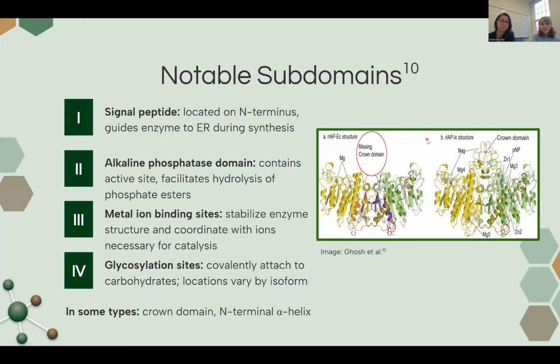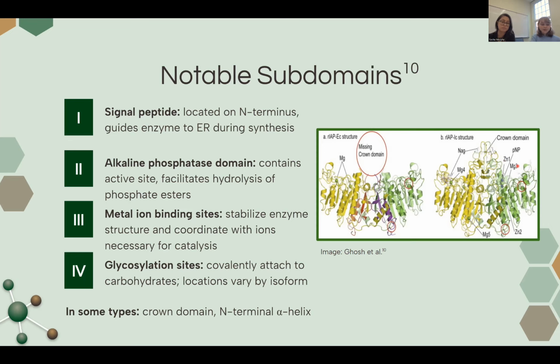So switching gears a little bit, we're going to talk about some important subdomains or structures. First, we have the signal peptide of the enzyme. This is located in the N-terminus, and it guides the enzyme to the endoplasmic reticulum during the synthesis process. We also have the alkaline phosphatase domain, which is basically the location of the active site. We also have metal ion binding sites, which stabilize the enzyme and, of course, coordinate with the metal ions that are needed for catalysis. We also have glycosylation sites where the enzyme covalently attaches to carbohydrates. The locations of these vary by isoform.